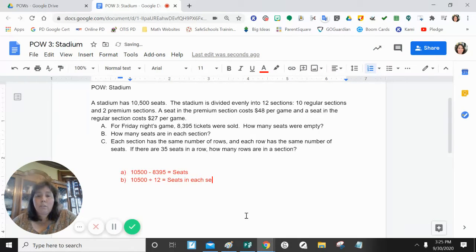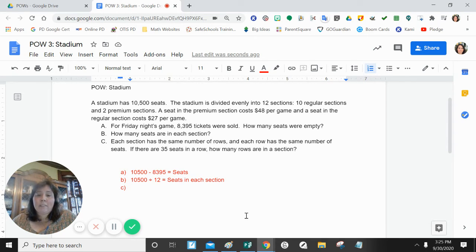The last part says, if each section has the same number of rows and each row has the same number of seats, if there are 35 seats in a row, how many rows are in a section? So part B told me how many seats are in a section. I need to take that number and divide it by 35 because I'm trying to find out how many rows there are.